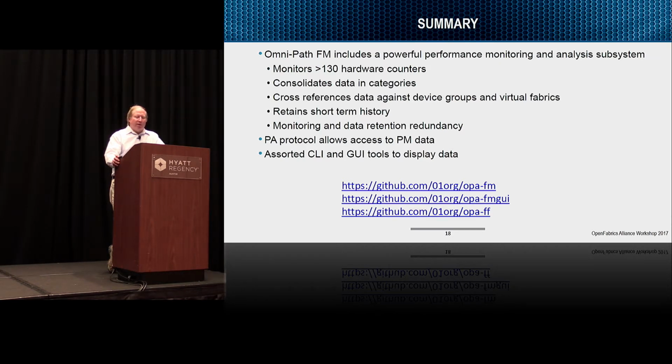All of it's appearing in your neighborhood distros. A majority of the Omni-Path specific code is up on GitHub in the 01org subsystem. If you tend to search for OPA, you'll find most of the things that you'll hit on will be our projects. And so the three main things I talked about here today: the Fabric Manager itself is open sourced in the OPA FM. The GUI is open sourced in the OPA FM GUI, and the CLI tools and some of our deployment tools are in the OPA FF, which stands for Fast Fabric set of source code. Questions?